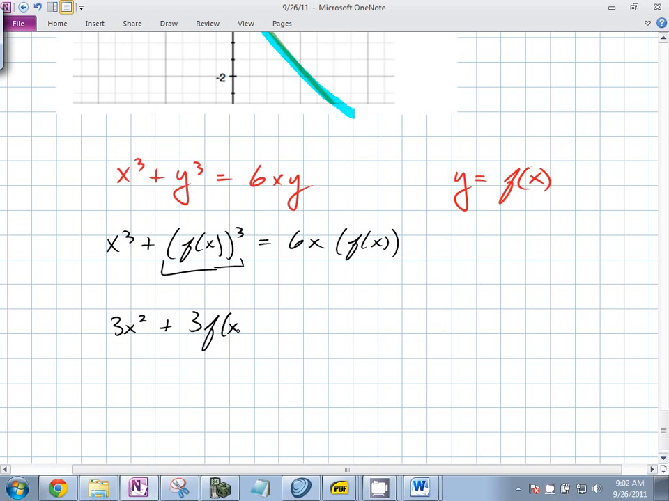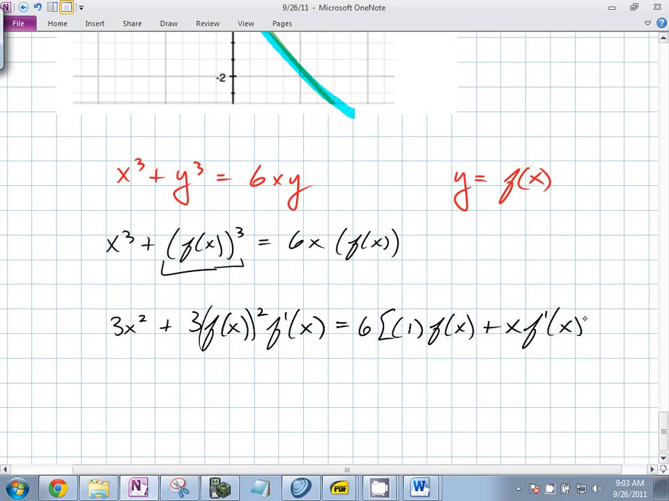3f of x squared times what? Yes, f prime of x equals what? What rule do you have to use on the right hand side of this? Product rule. The 6 just sits there. The derivative of the first is, what's the derivative of x? 1 times f of x plus the first times, yeah, exactly.